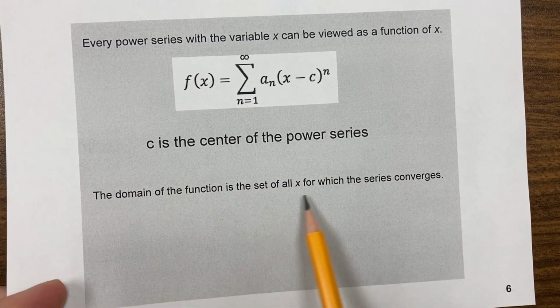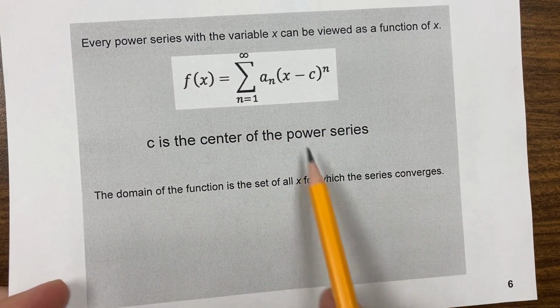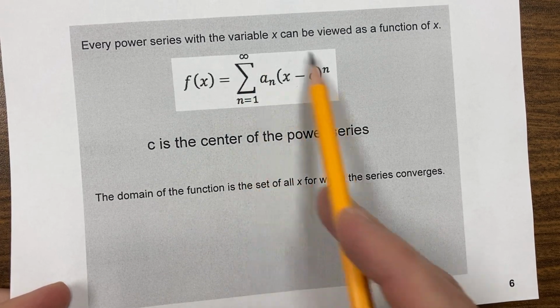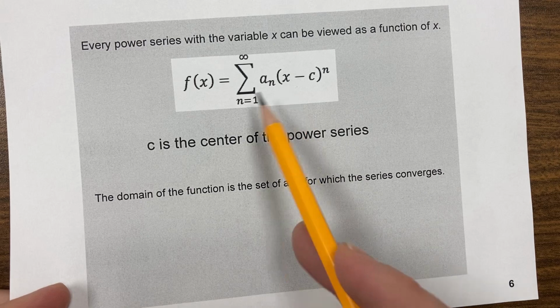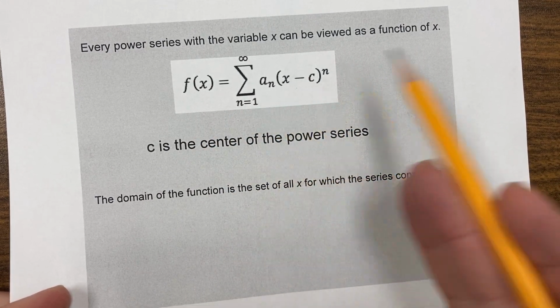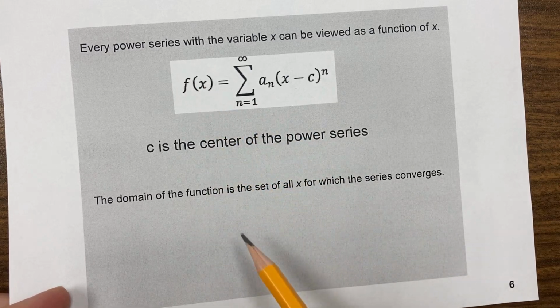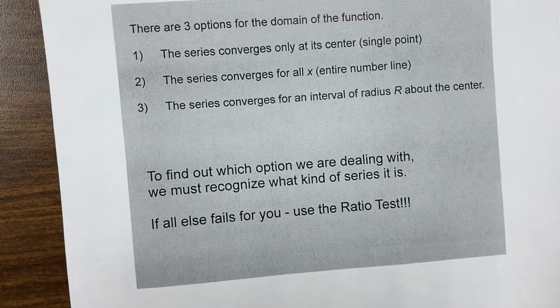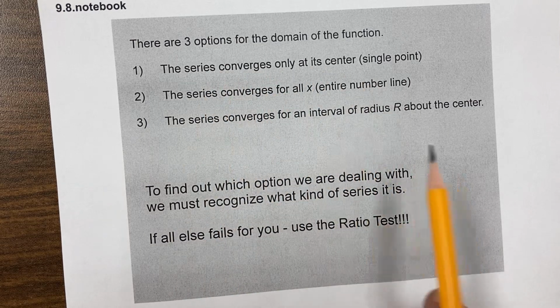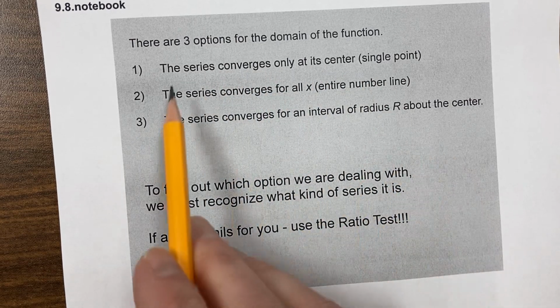The domain of this function is the set of all x values which makes this converge. So in other words, what are values that I can put in here that would make this series converge, and what are values that I can't? And if there's something that I can't do, then that's not something I can put into my function. We had an example of that a few days ago in class, and we're going to come back to that here. So there are 3 options for our domain when we do this.